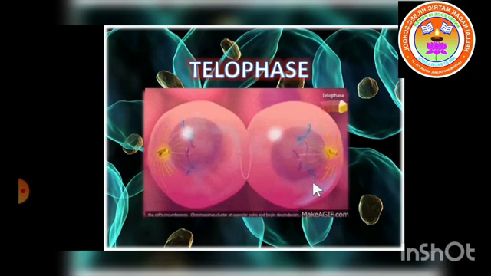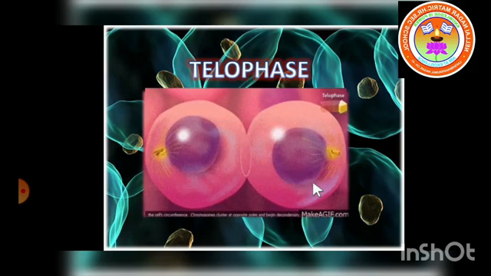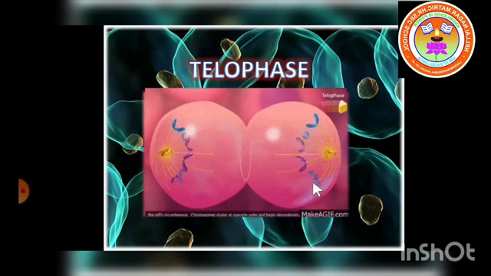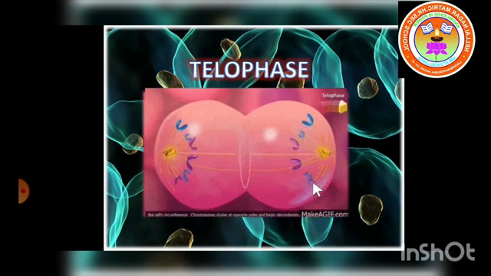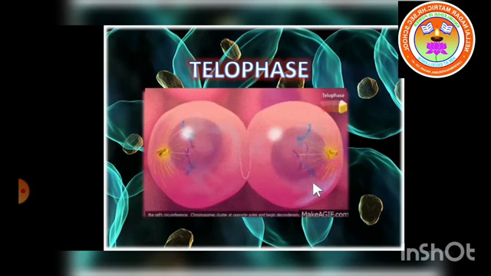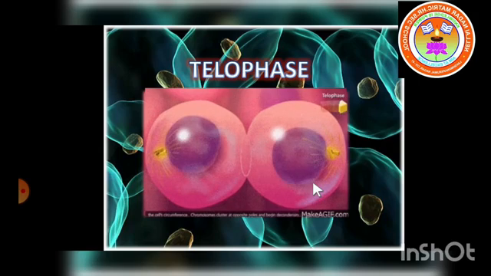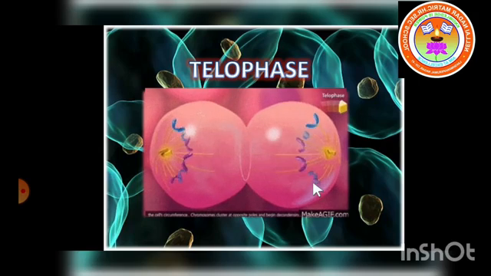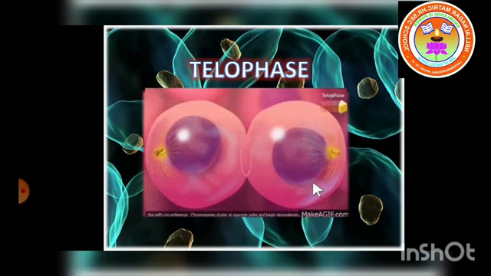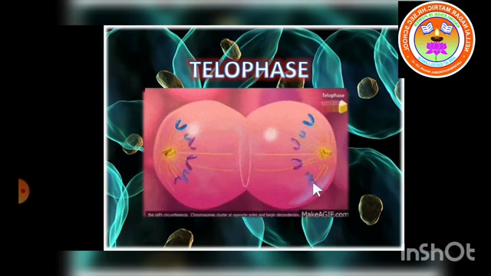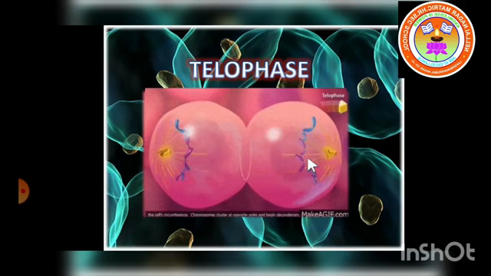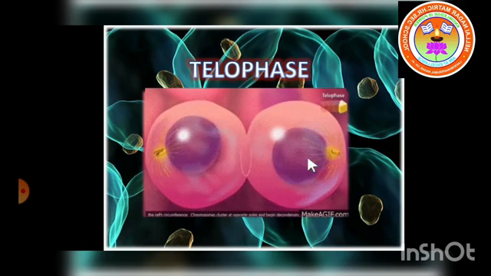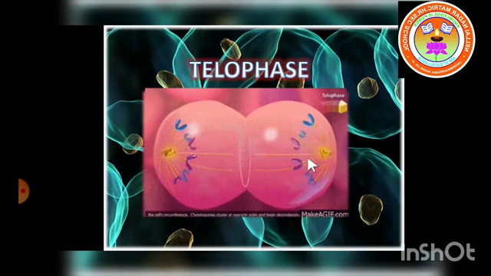What happens here? Each chromatid or the daughter chromosome lengthens and becomes thinner and turns into a network of chromatin threads. Spindle fibers break down and disappear. Here you can see the nuclear membrane and the nucleolus reappear in each daughter nucleus. This is telophase.